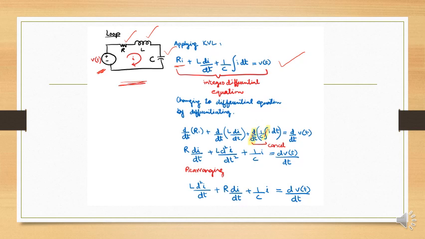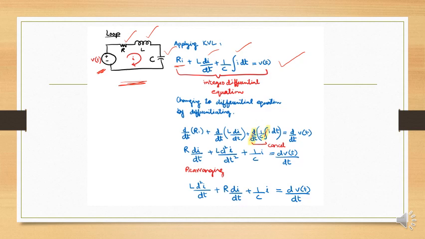This is an integro-differential equation. Why? Because it has an integral as well as a derivative. Now what are we going to do next? We have to convert it into a single-form differential equation. We will take the derivative again.